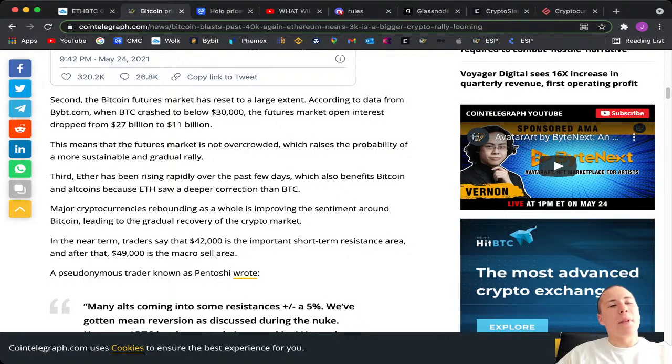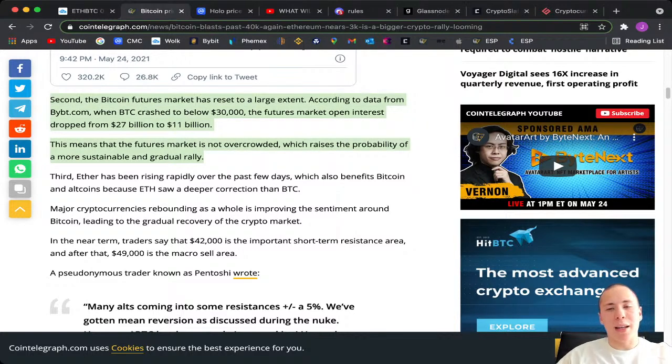But what we are seeing in this part of the article, I will just read this small part. Secondly, the Bitcoin futures market has reset to a large extent. According to data from bit.com, when Bitcoin crashed below 30,000, the futures market open interest dropped from 27 billion to 11 billion. This means that the futures market is not overcrowded, which raises the probability of a more sustainable and gradual rally. So I think this is very important.